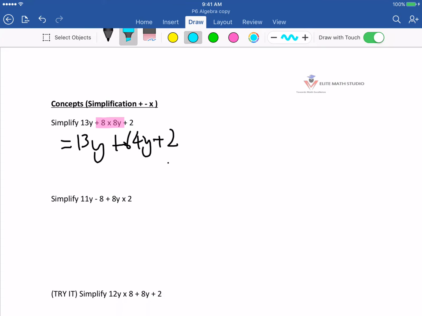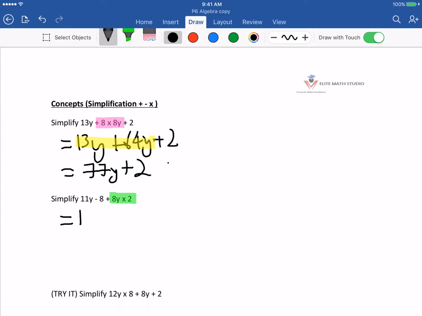The next step is to group all the y's up, which is what? 13y plus 74y is actually equal to 77y plus 2. Okay, next one, same thing. In this expression, we have minus, plus, and times. So based on our order of operations, we need to do the multiplication first, which is this one.